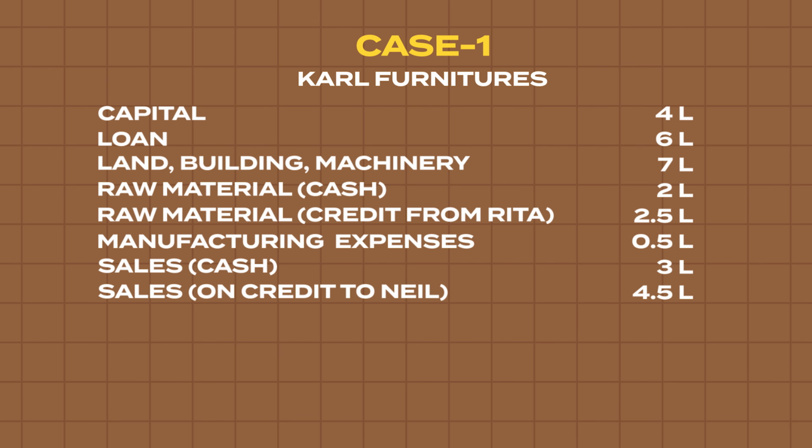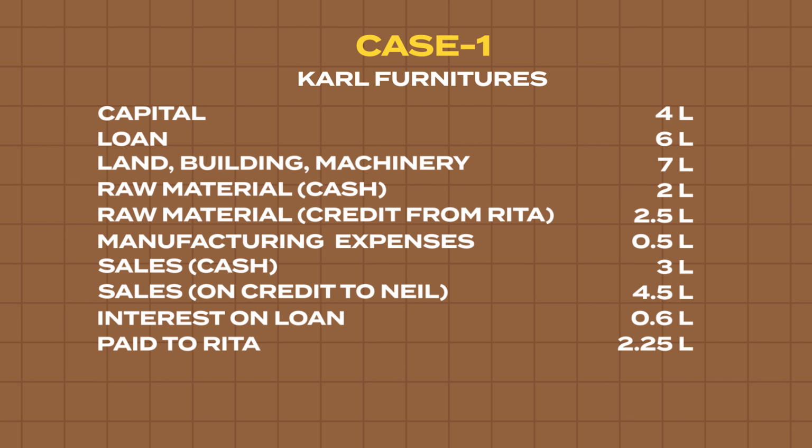The banker said, I want 10% interest on the loan. And then they paid Rita 225,000 and Neil paid them 400,000. Imagine these are the transactions that have taken place. Now let's see how this profit loss and balance sheet would have been prepared by an accountant using traditional accounting methodology. Folks, accounting is a 4-step process.